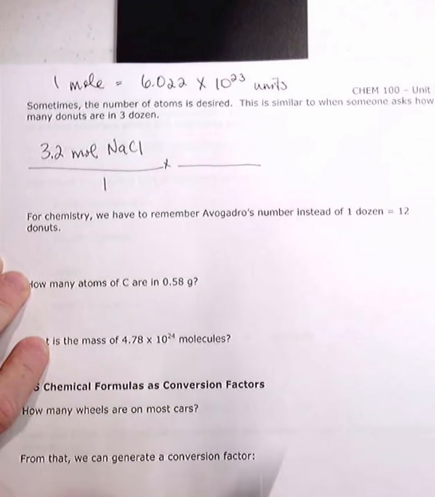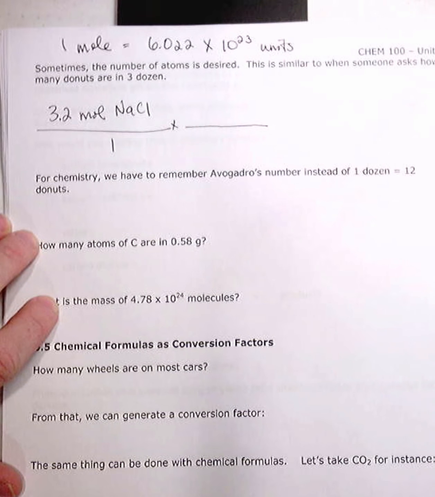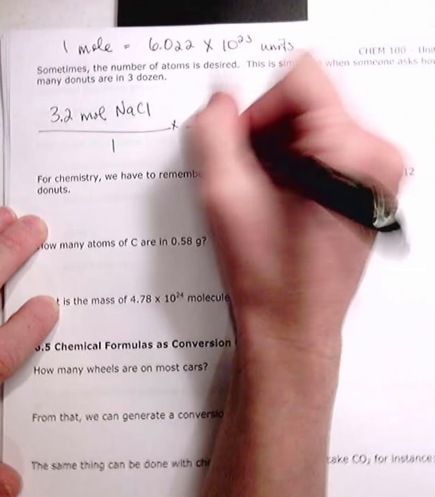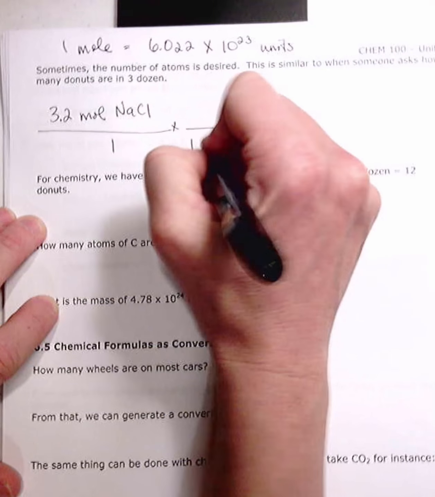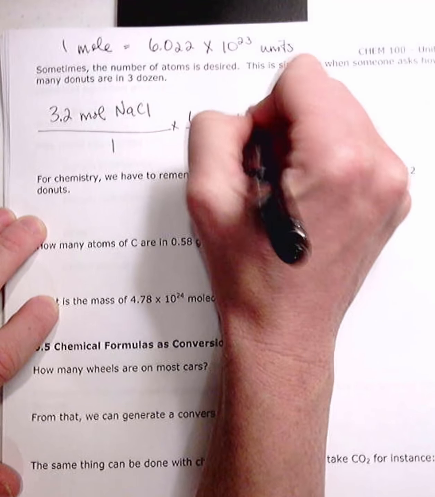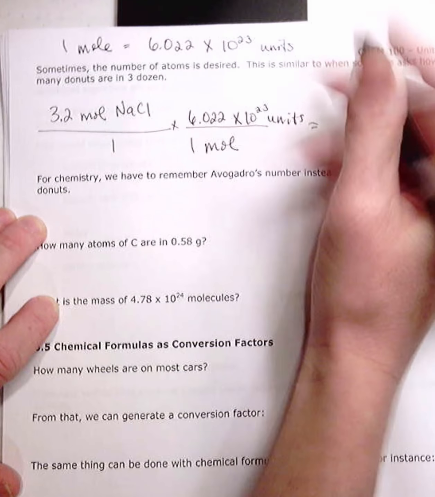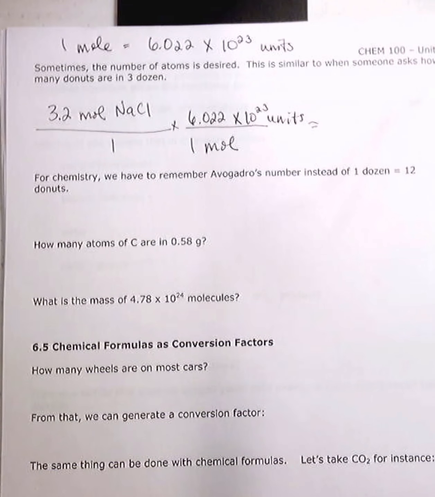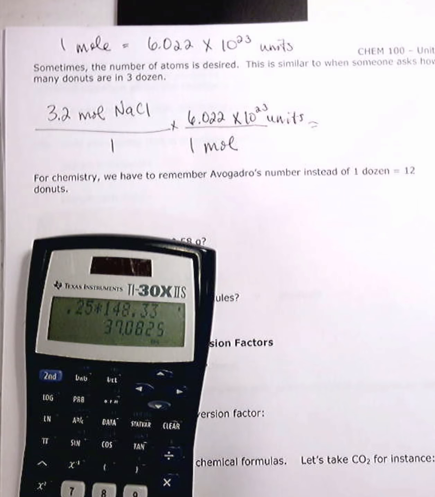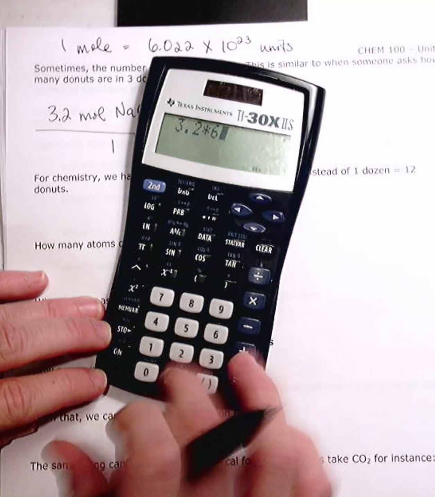So with this example here, I have 3.2 moles of sodium chloride. How many units of sodium chloride do I have? Well, I use this as the conversion factor. So I have 1 mole, 6.022 times 10 to the 23rd units. I'm going to calculate that out. The biggest part of difficulty with this is not setting it up, it's entering it into your calculator. So I'm going to put 3.2 times 6.022.